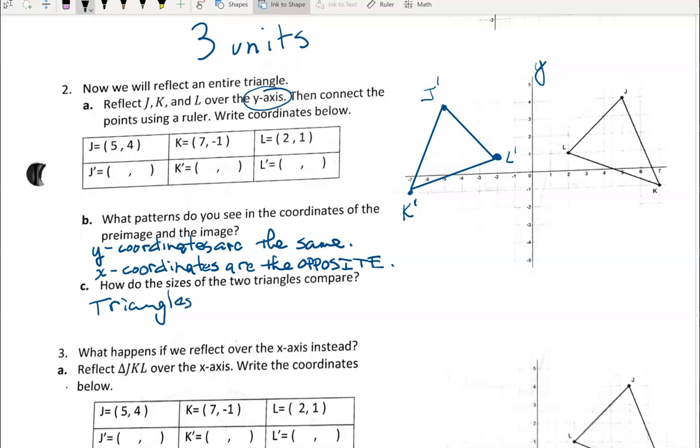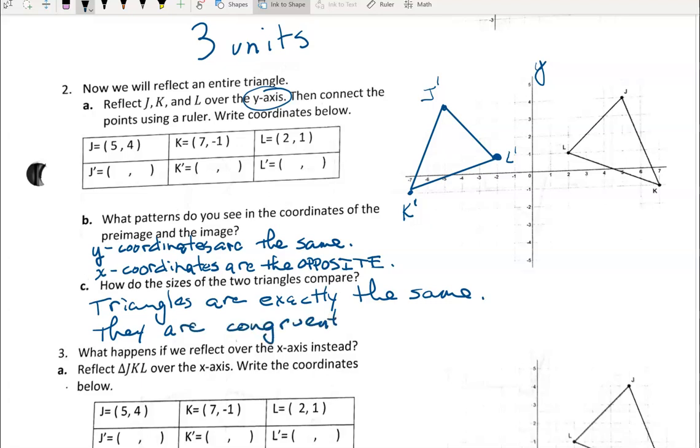The triangles are exactly the same. Okay, so let's use some geometry vocabulary here. They are congruent. Okay, and then again, I think I mentioned this in another video, the congruent symbol is an equal sign with a squiggle, and we're going to be using this all school year, so make sure you understand this notation here.